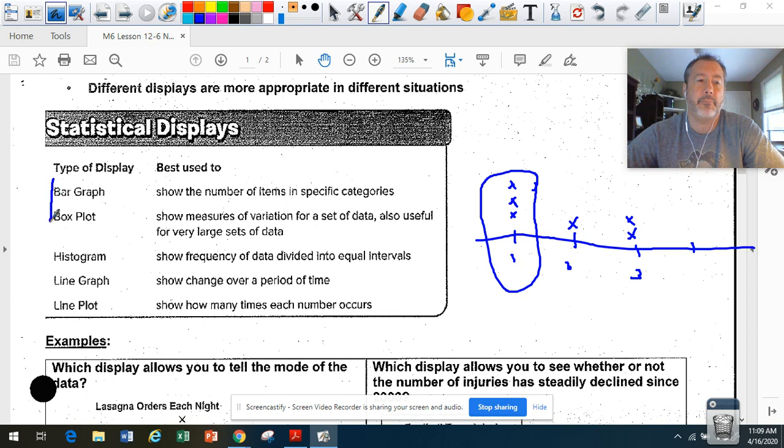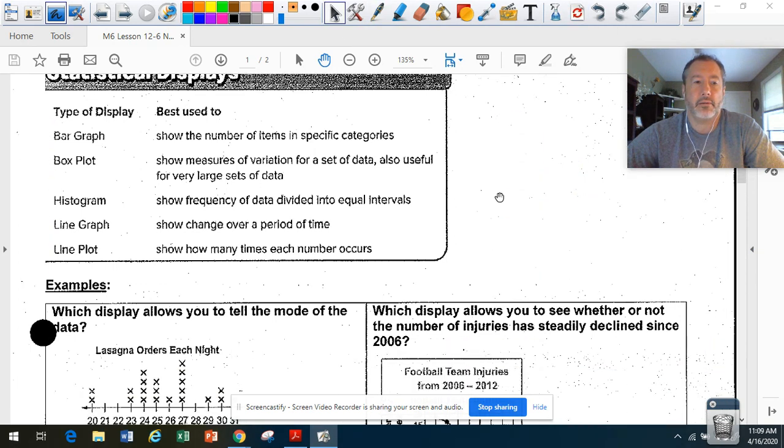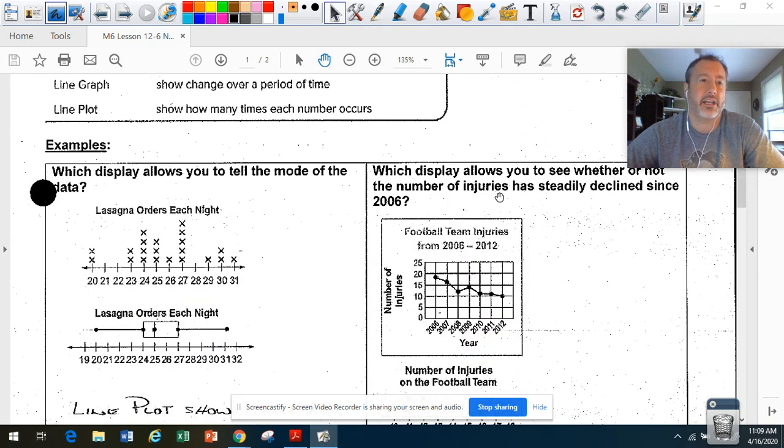So these are 5 basic types of statistical displays that we'll be looking at in this lesson. So let's scroll down here. Let's look at some examples here. It says, which display allows you to tell the mode of the data here?